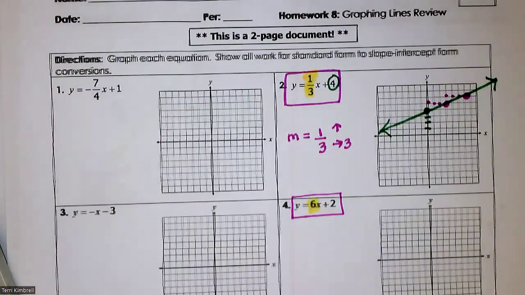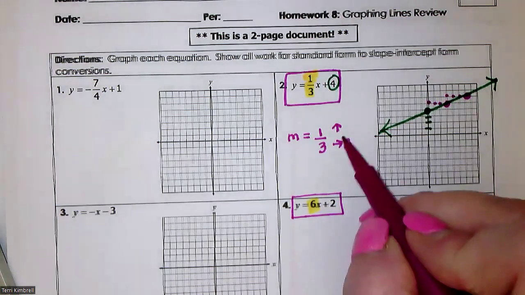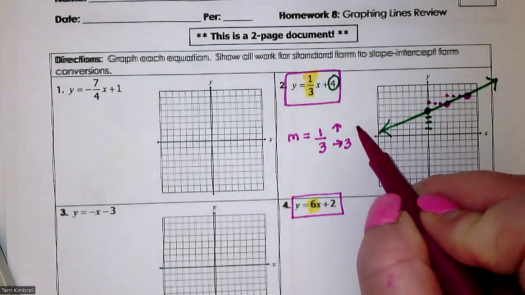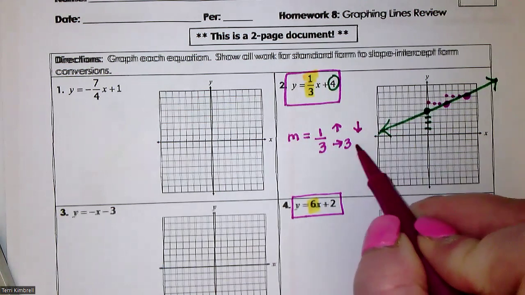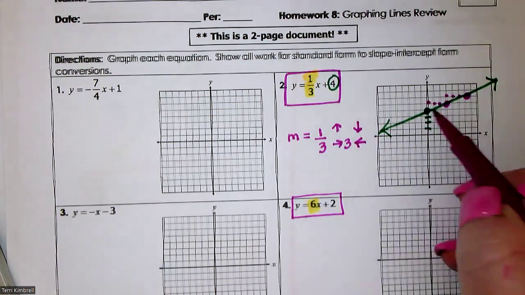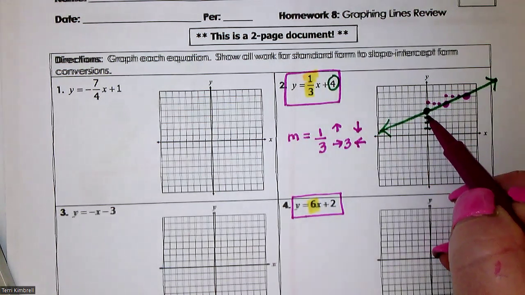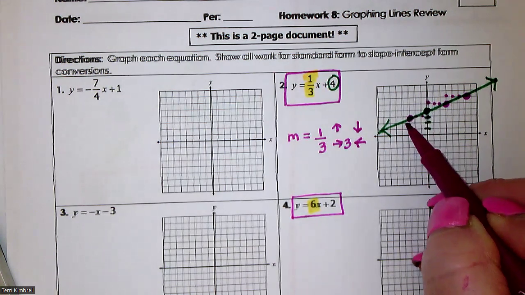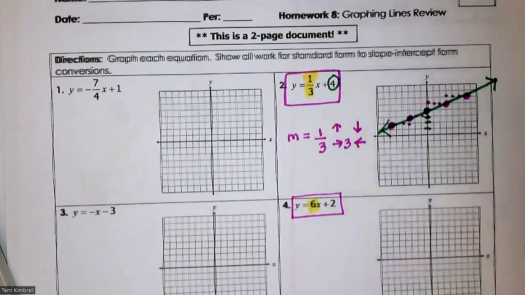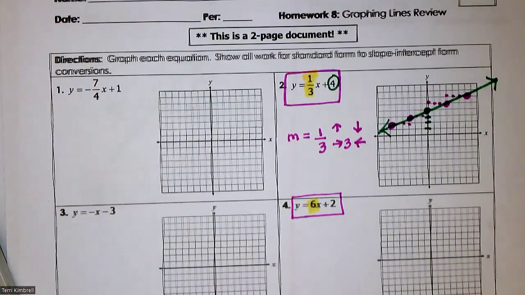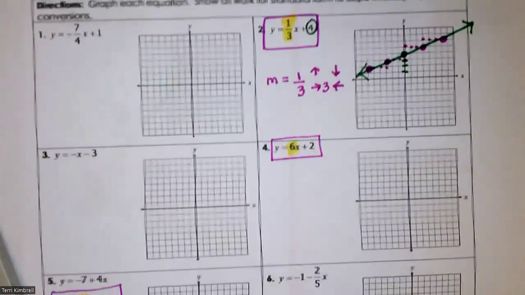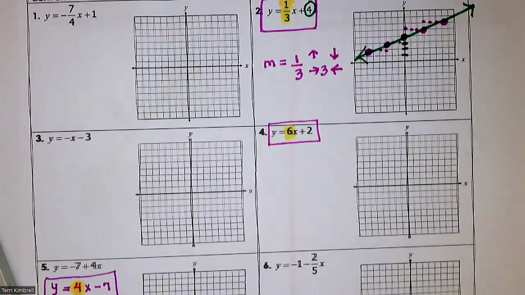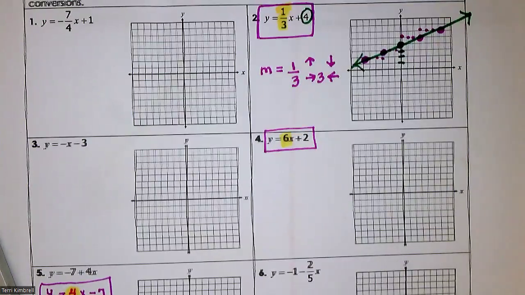Now, if you ever need to go backwards, the opposite of up is down. The opposite of right is left. So you can go back and go down 1 and left 1, 2, 3. Down 1, left 1, 2, 3. You can always go backwards once you've got your line to help you if you get confused on how to count. Looking at number 4, go ahead and try to plot your y-intercept.